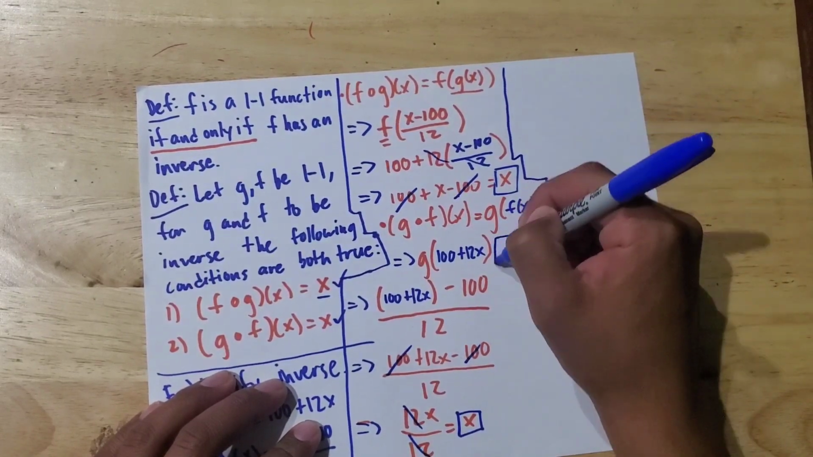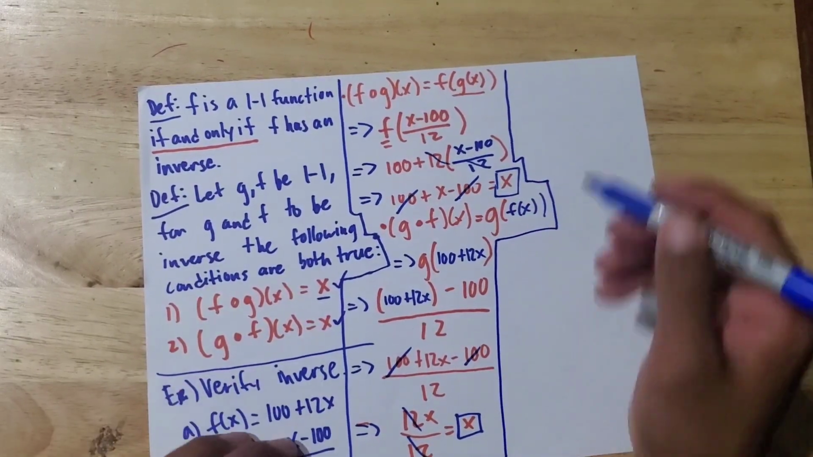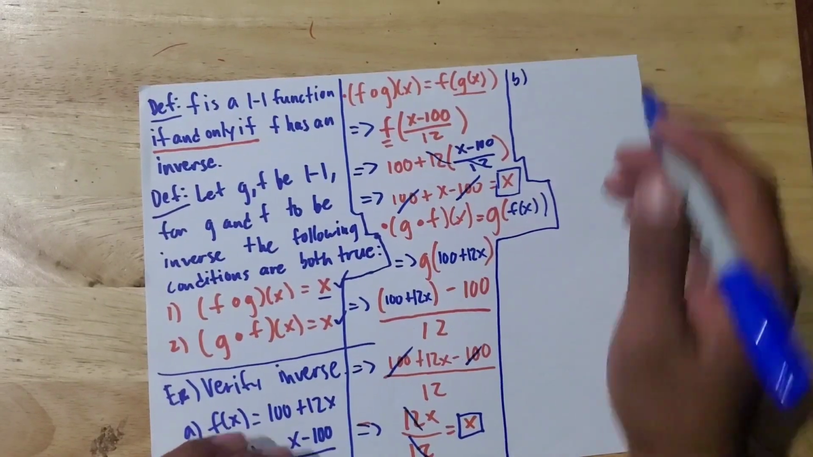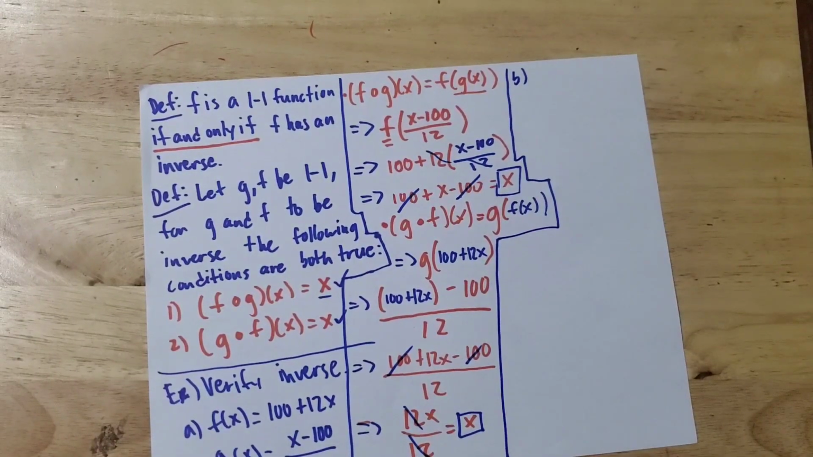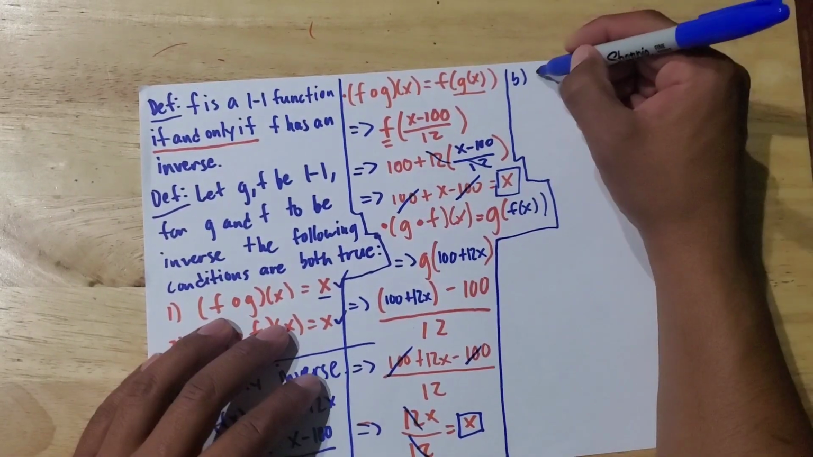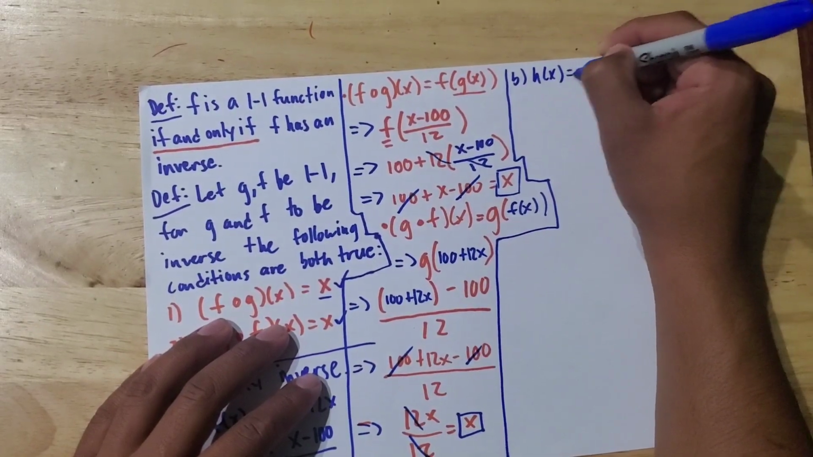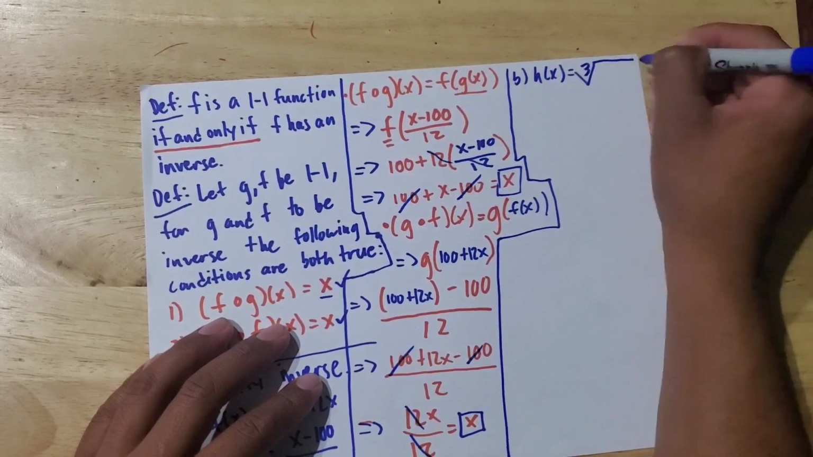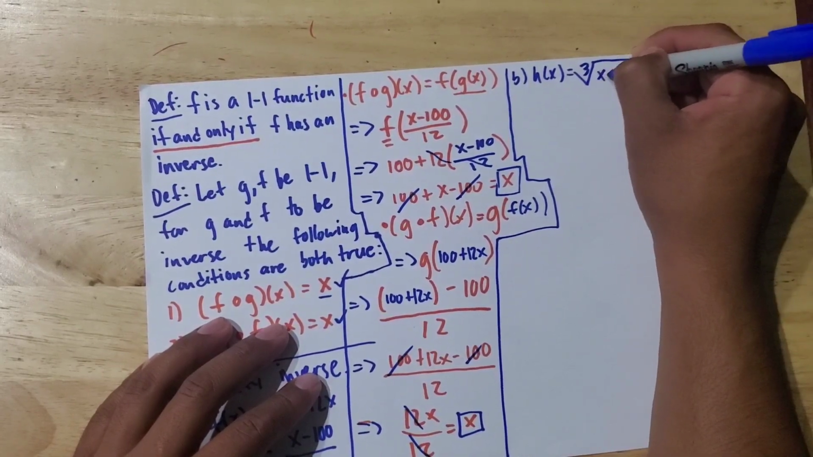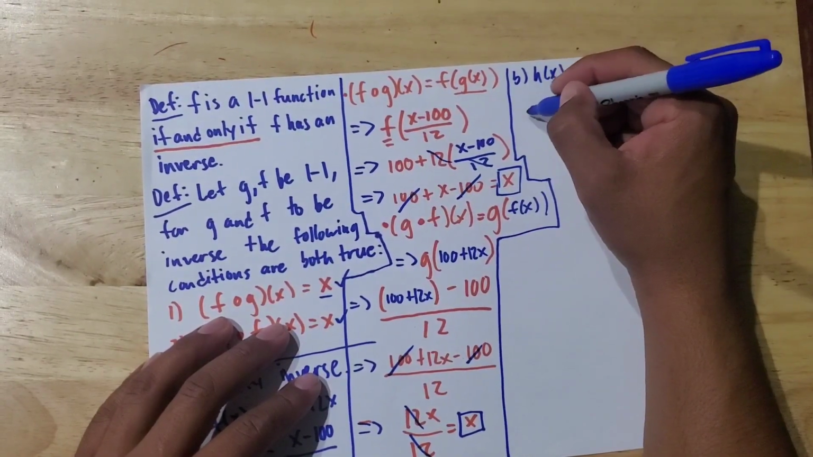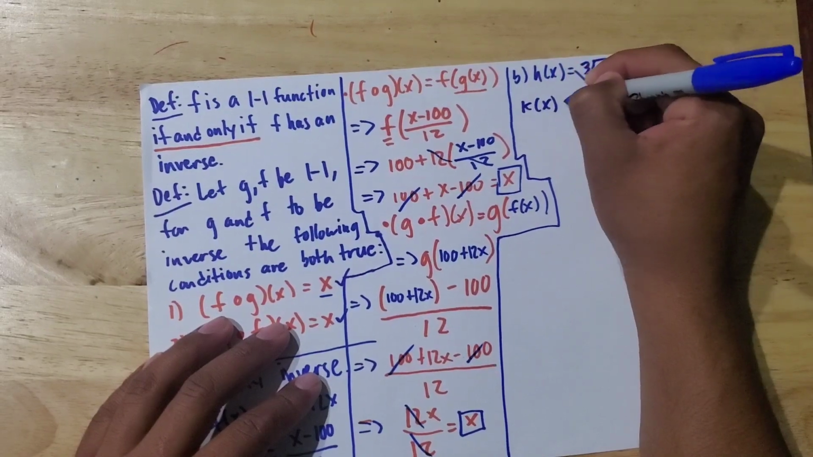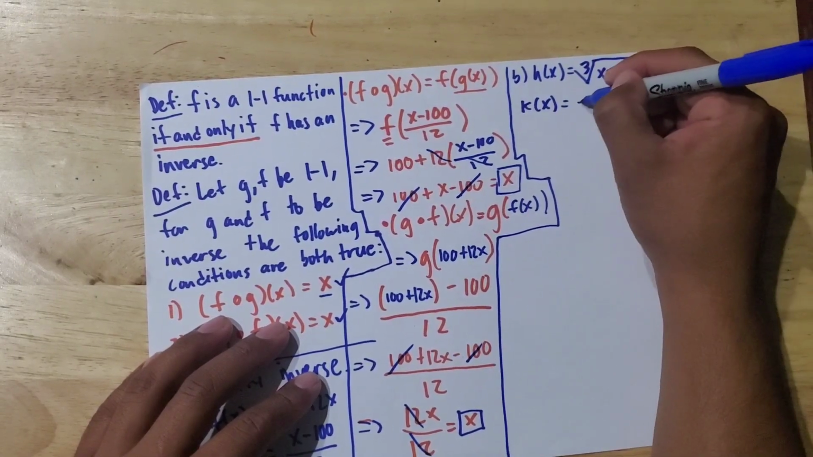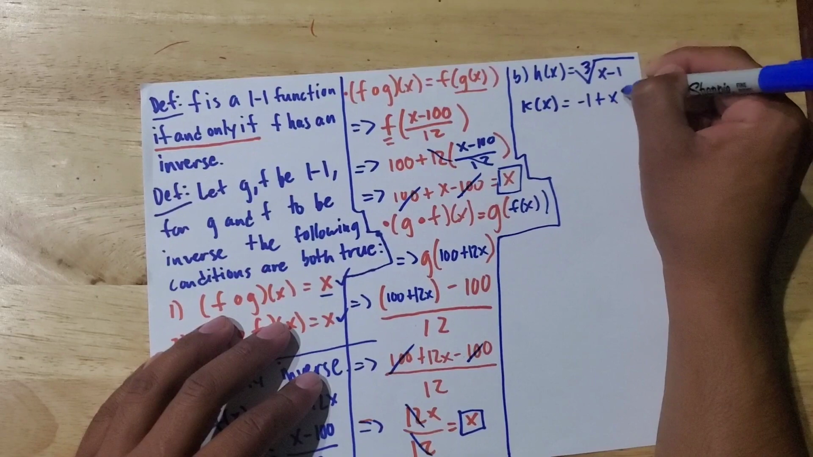Here, we'll do another example. Again, this is just verifying if functions are one-to-one. So here's another example. Let's say we have h of x is equal to the cube root of x minus 1. And then I have k of x equal to negative 1 plus x cubed.